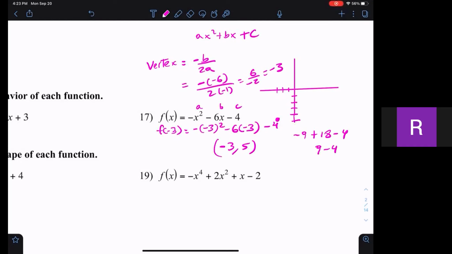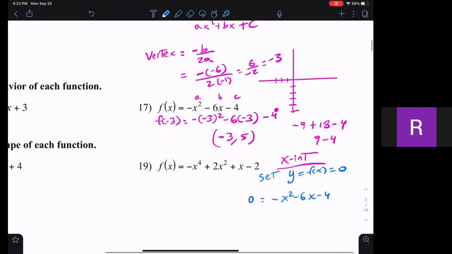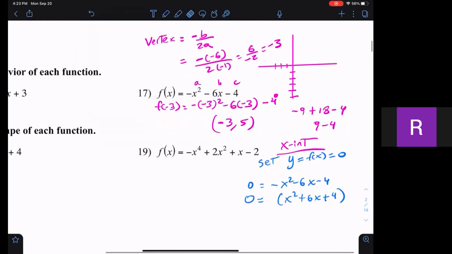And if you want to find the x-intercepts, you need to set the y value equal to 0, set f of x equal to 0, and solve, right? So 0 equals negative x squared minus 6x minus 4. So you can factor out the negative. So this is going to be x squared plus 6x plus 4 equals 0. So the negative disappears. So you have to factor this out. So x plus 4, x plus 1.